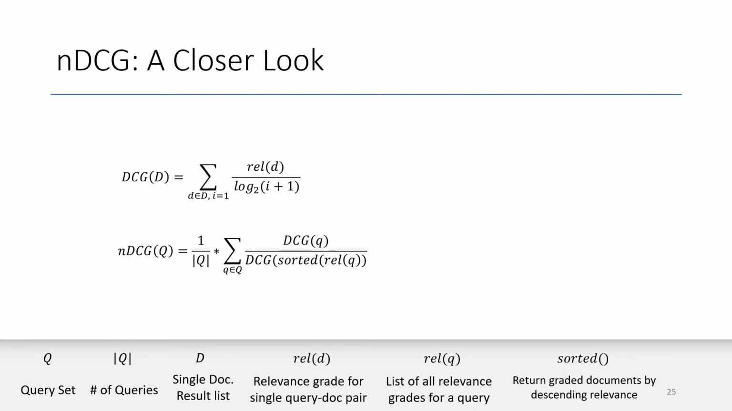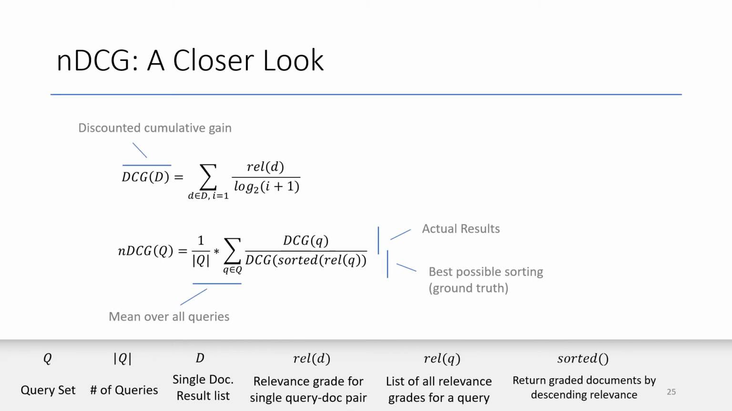Let's take a closer look at the nDCG formula. We again, just as with the binary relevance metrics, start with a mean over all queries, and then we have the actual results of our query divided by the best possible sorting, kind of our ground truth.